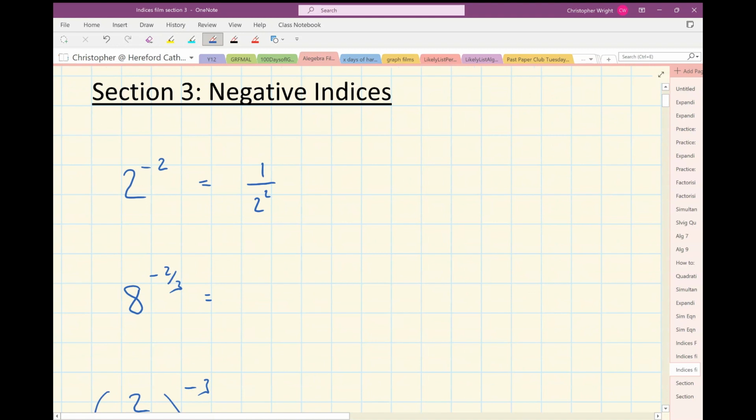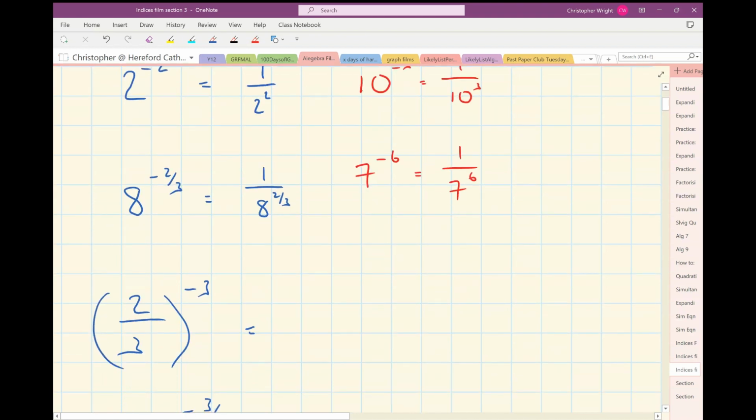Let's give you another example. 8 to the power of minus 2/3 is 1 over 8 to the power of 2/3. You're probably getting the idea now. For instance, 10 to the power of minus 3 is 1 over 10 to the power of 3. Or 7 to the power of minus 6 is 1 over 7 to the 6. Okay, now let's have a look at these fractional ones here.